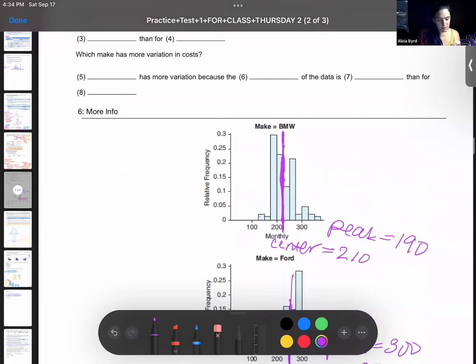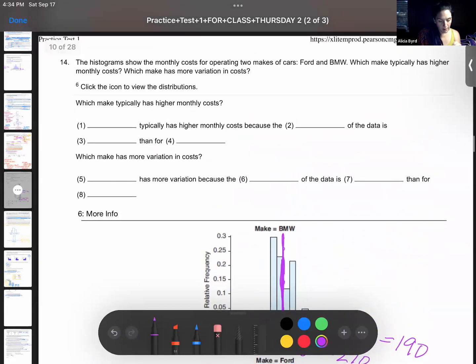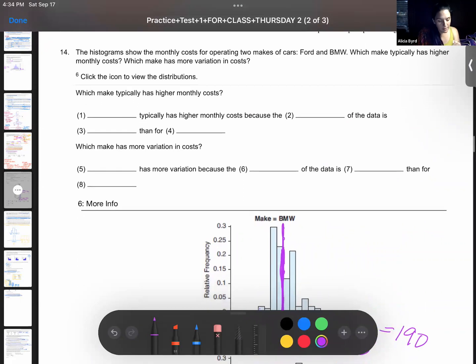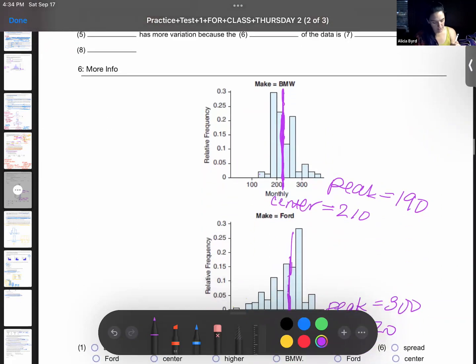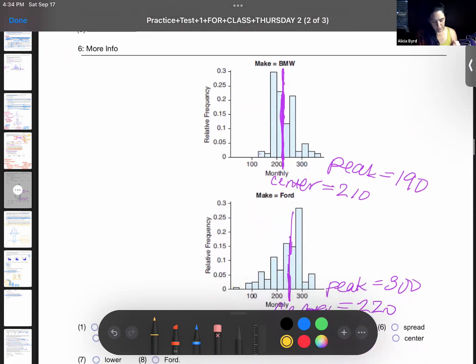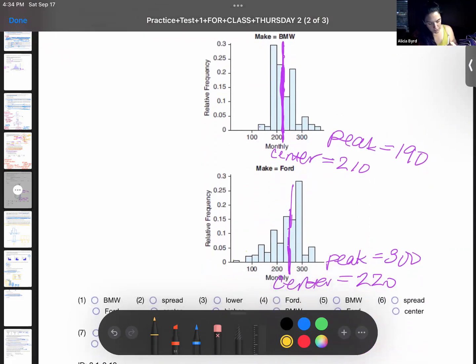And so that's going to be probably for part A: higher monthly cost typically, and then more variation. So variation, let's talk about that. For variation, let's maybe use yellow. Variation, we're looking for the spread, right? For the spread, obviously this has a larger variation because it has a much larger spread than what we see above, right?